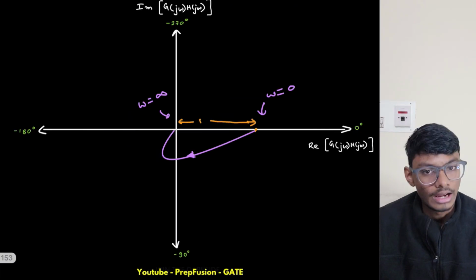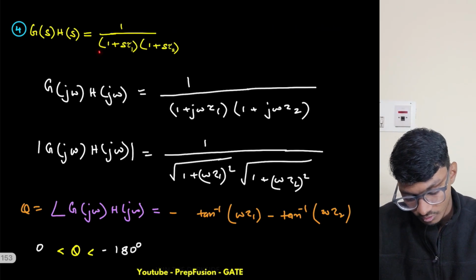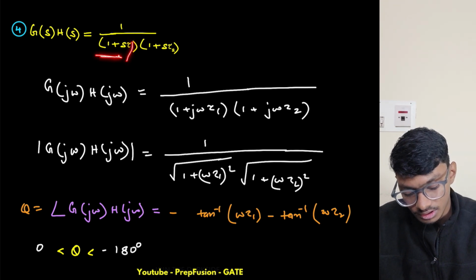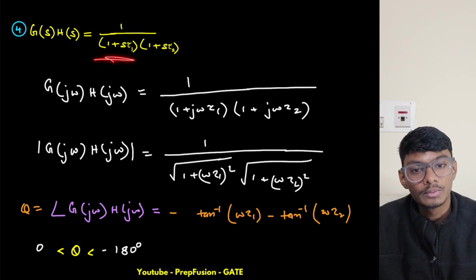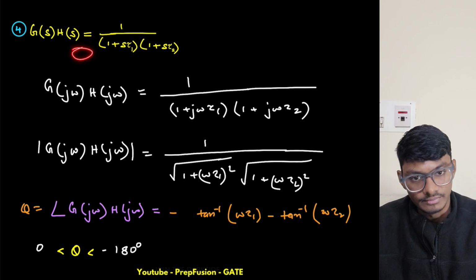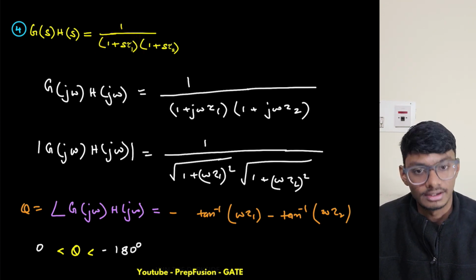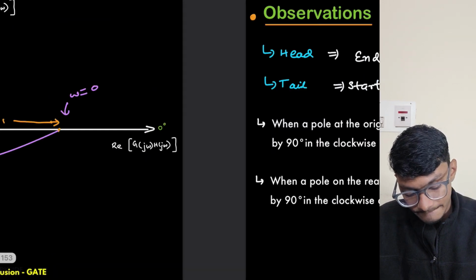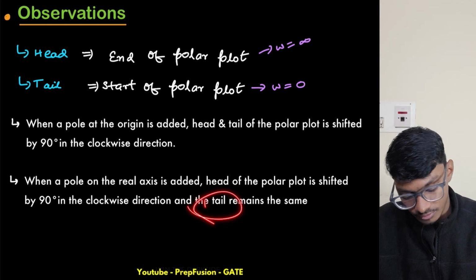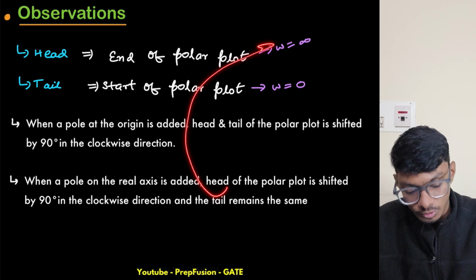Basically, if we have added a pole in the real axis, then we have some real component. Like here we have some real component. So even though at omega equals 0 this doesn't contribute to any angle, because at omega 0 we have only plus 1 and this is 0 degree, at omega goes to infinity this contributes 90 degrees basically. So at omega equals 0 it doesn't contribute to any angle, hence the tail remains same because the tail is related with omega equals 0, but the head shifts because it is related with omega equals infinity.